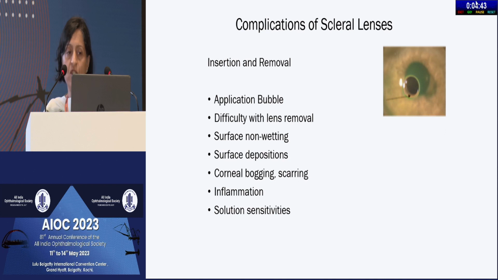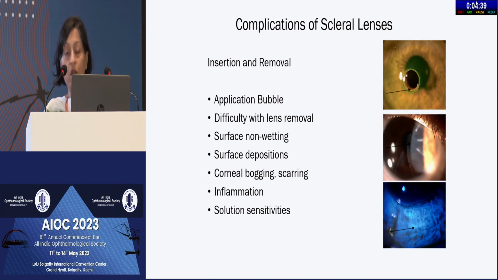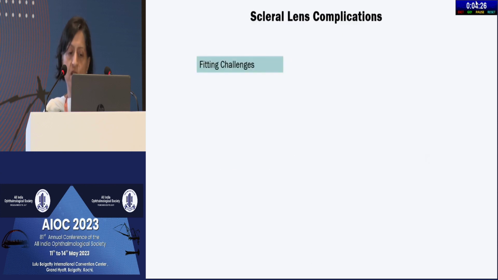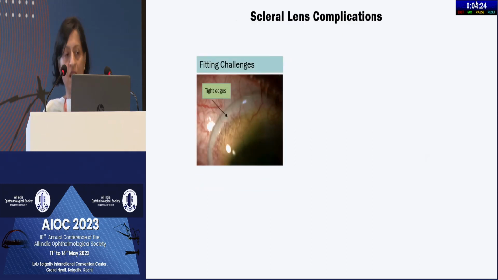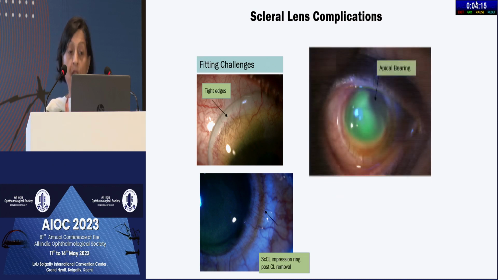Regarding complications of scleral lenses, this is very daunting and it's very difficult for the patient to learn how to wear the lenses, and it requires a lot of chair time. You can have application bubbles, difficulty with lens removal, non-wetting, surface deposits, corneal bogging, scarring, inflammation, and solution sensitivities. And of course, there are fitting challenges. You must see if there is any nipping of the vessels at the edge, which shows that there are tight edges, and whether there's an impression ring after removing the contact lens.